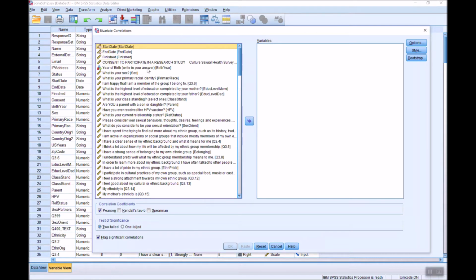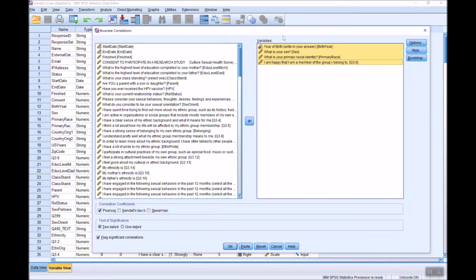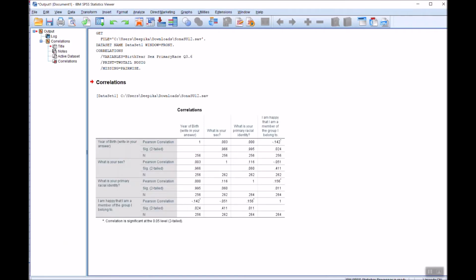Like I mentioned, I'm interested in the relationship between age, sex, racial identity, and whether there's a significant relationship between any of these three variables and how happy you are with being in your ethnic group. So I click on all four, holding Control to make sure all four are highlighted, or you can do them individually as well. Then I click on this arrow button to move them over here. Then I click OK, and this output window opens and tells me my correlations.